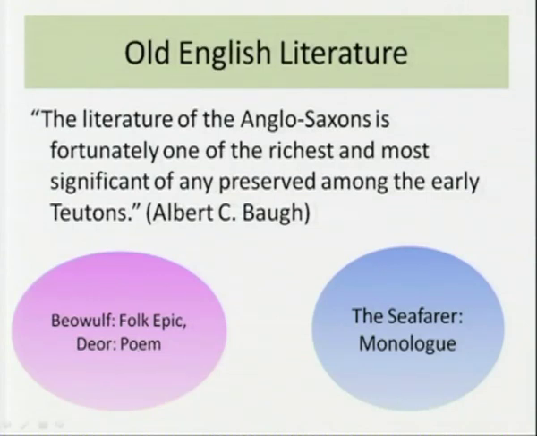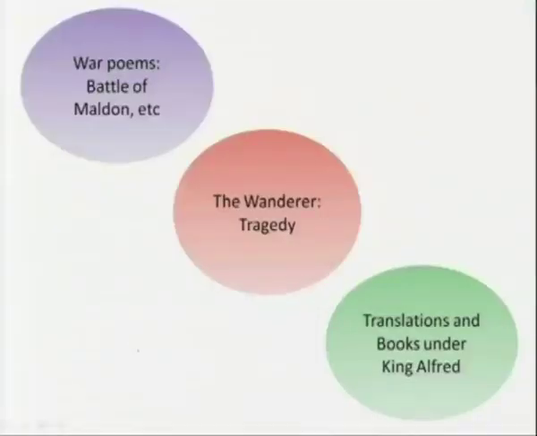Then the two very important texts in Old English are Beowulf, which is a folk epic, and the Seafarer, which is a monologue. And as A.C. Baugh, one of the source texts here, remarks, the literature of the Anglo-Saxons is fortunately one of the richest and most significant of any preserved among the early peoples. Beowulf has been available for a long time. Those of you who are interested may want to have a look at the kind of writing and language you find there, even though obviously it will be very difficult to understand that version of English unless you are trained to read it. We also have translations and books under King Alfred, then we have the Wanderer, war poems. Anglo-Saxon literature is considered to be among the richer phases of English.